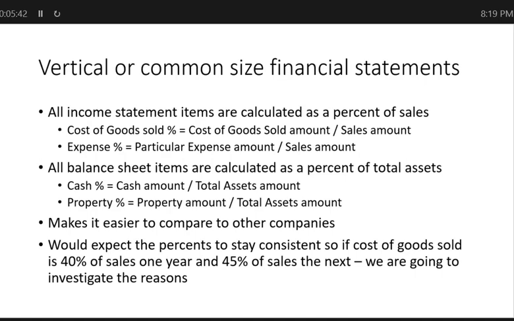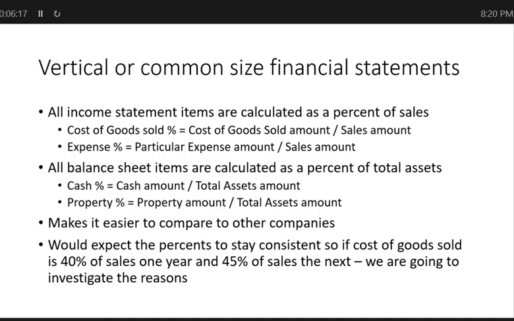Now the other kind of framework that we sometimes use is called vertical or common size financial statements, or vertical analysis. To do this, we take one income statement, and we calculate everything on that income statement as a percentage of sales. Sales or revenues is the first item on the income statement almost every time. So we take the cost of goods sold, for instance, and divide by the sales amount.